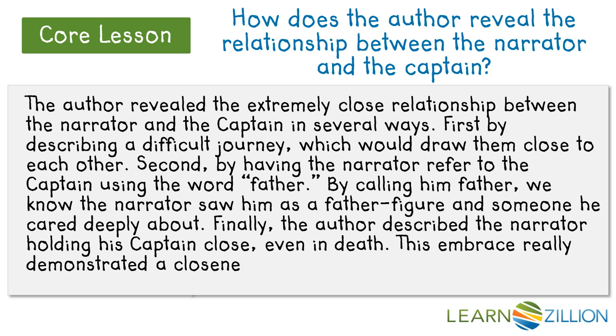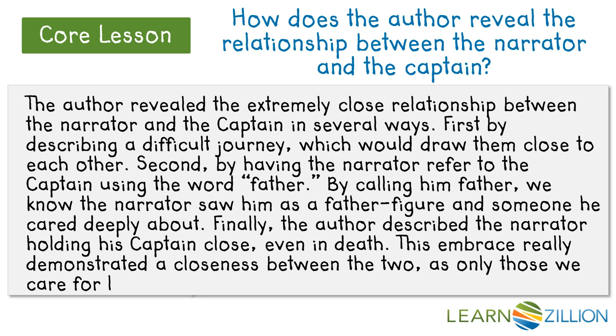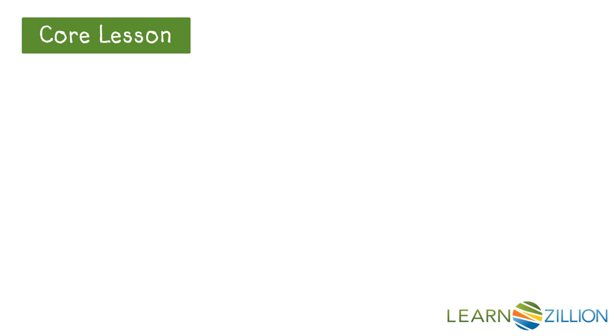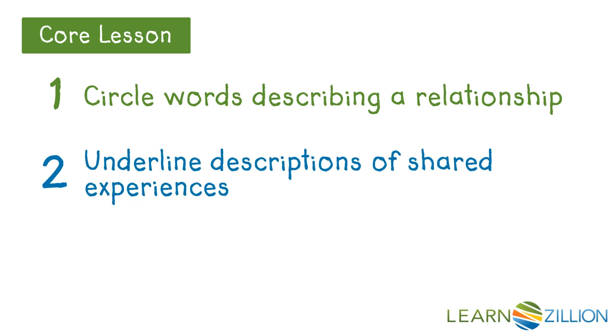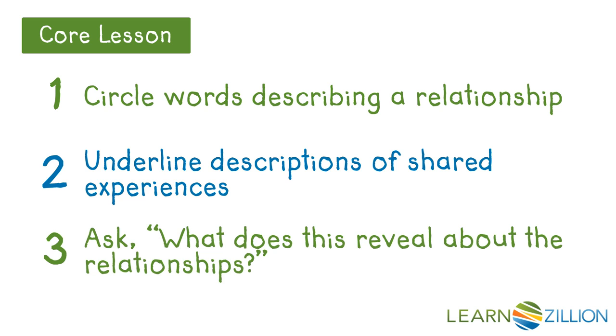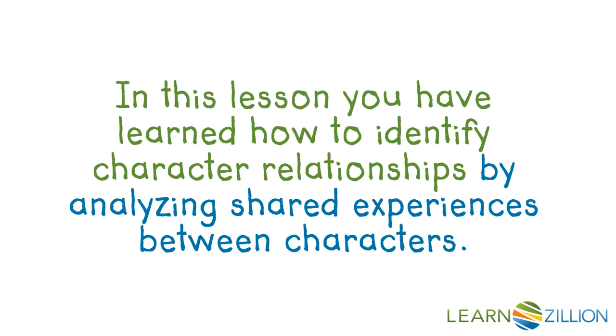This embrace really demonstrated a closeness between the two, as only those we care for like family will we hold in death. So let's review the steps we took to identify character relationships. 1. Circle words describing a relationship and consider the connotations. 2. Underline descriptions of shared experiences and consider the connotations. And 3. Ask, what does this reveal about the relationships between those characters? In this lesson, you have learned how to identify character relationships by analyzing shared experiences between characters.